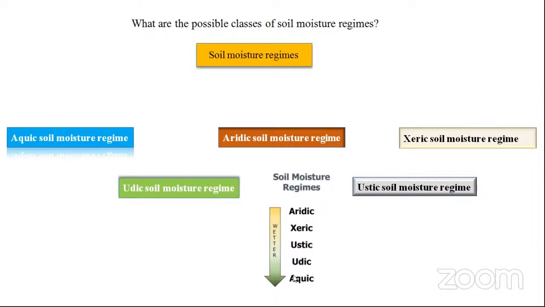Just to remember, soil moisture will be going on increasing. Just note down in your notes: Aridic, Xeric, Ustic, Udic, and Aquic. When you go down and down, the moisture condition becomes better and better. Aquic is complete saturation. We will see all those things. So please note down like this. These are the soil moisture regimes.